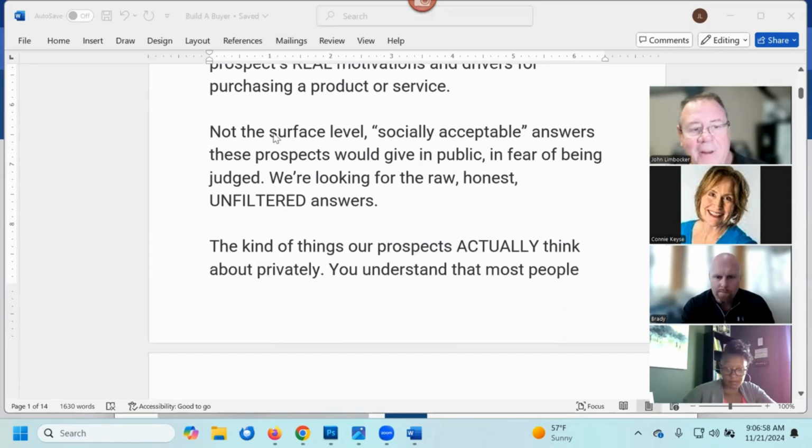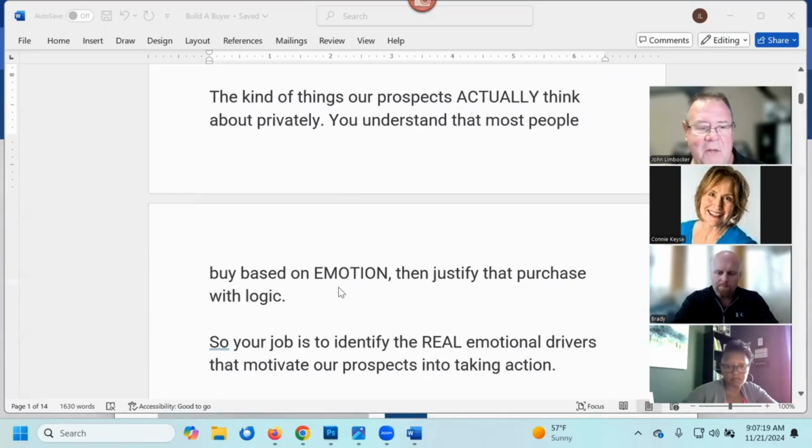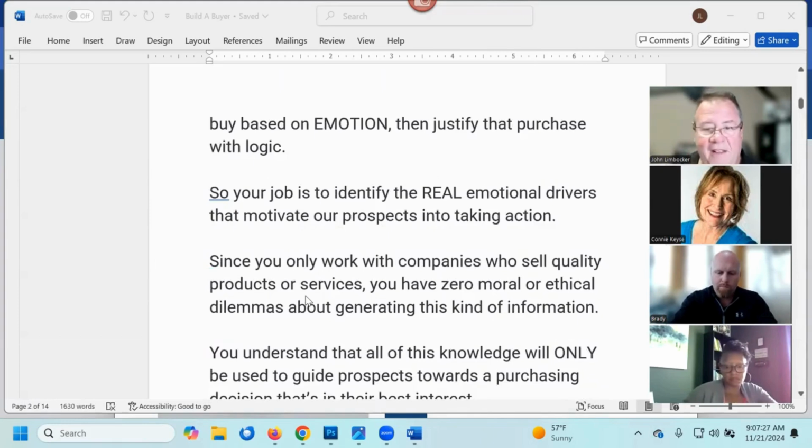All right, and then you go deeper, not the surface level, socially acceptable answers these prospects would give in public in fear of being judged. We're looking for the raw, honest, unfiltered answers, the kind of things our prospects actually think about privately. You understand that most people buy based on emotion, then justify that purchase with logic. So again, you're pre-framing it. There's a lot of pre-framing in a good prompt. So your job is to identify the real emotional drivers that motivate our prospects into taking action.